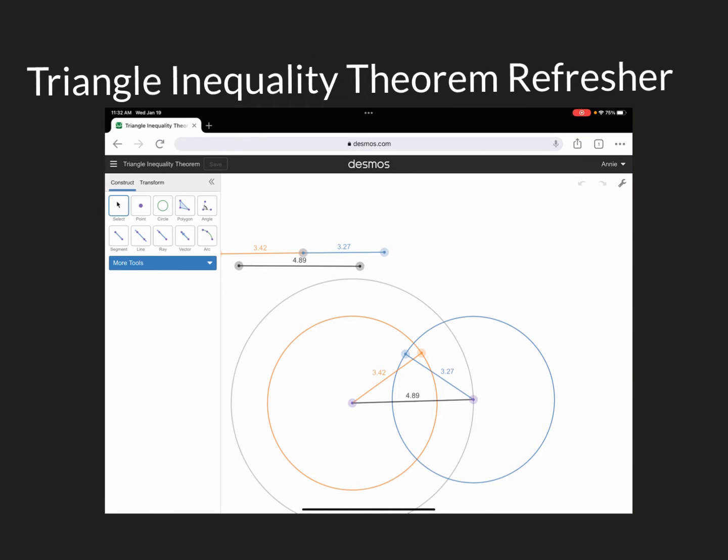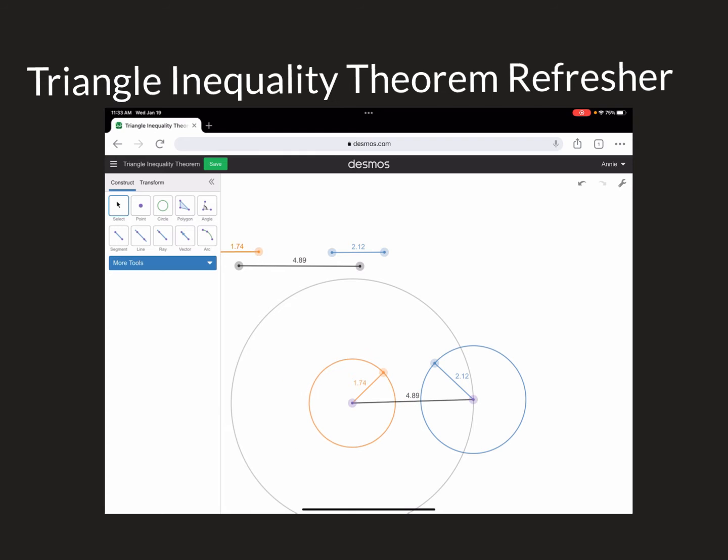Okay, so this is just going to be a refresher on the triangle inequality theorem. And what you're seeing here is I am moving around all of these different objects and these different sides to see, can I make a triangle out of these three sides, the orange, the blue, and the black? And I was just now, but notice when I make the blue and the orange really short, it doesn't really matter how I hinge these around.